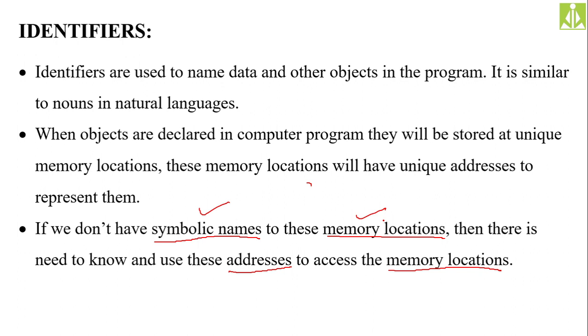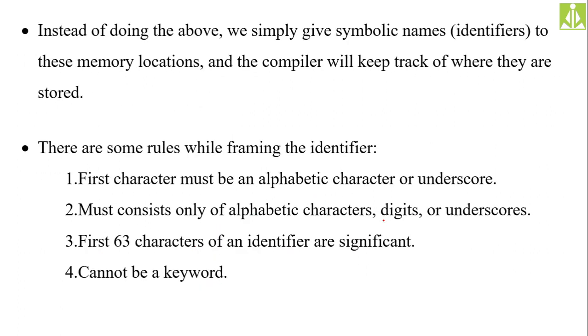And you cannot simply give any random name to your memory location, or to your object. You must follow some rules when you are giving the name to your memory location. So what are those rules? You have to follow only 4 points, or 4 different rules, for framing the identifier.